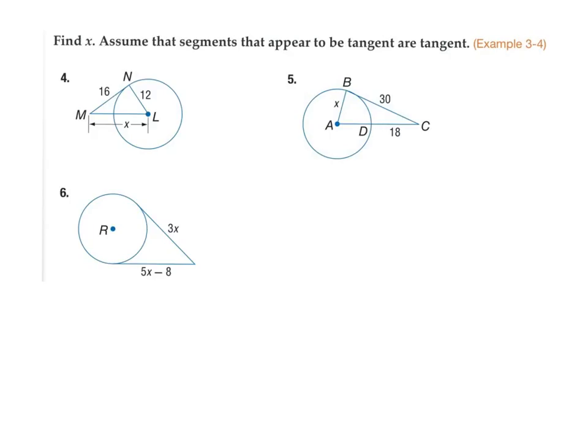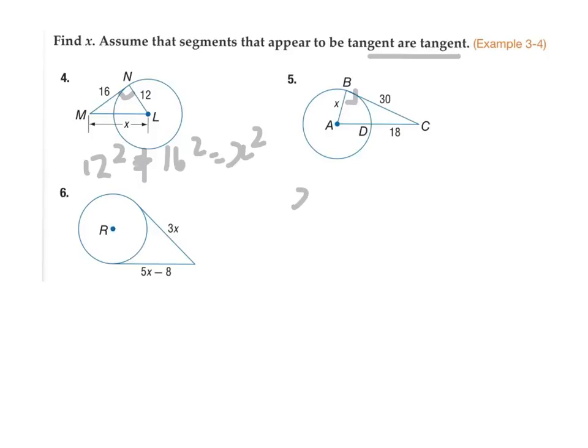All right, so we've just done the example, so now let's have a look at the questions. And it tells you that they are tangent, so if they are, you've got right angles at N and B. You haven't got one at 6, but let's have a look at number 4. That's just Pythagoras, so that's going to be 12 squared plus 16 squared, and that equals x squared. I'll let you do that one. But let's have a look at number 5.